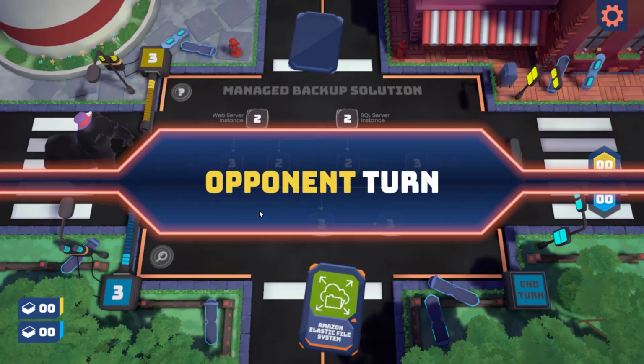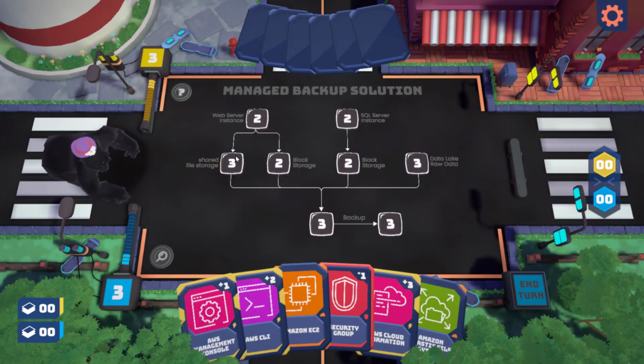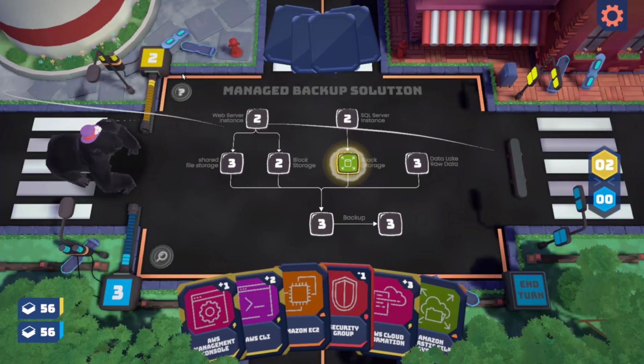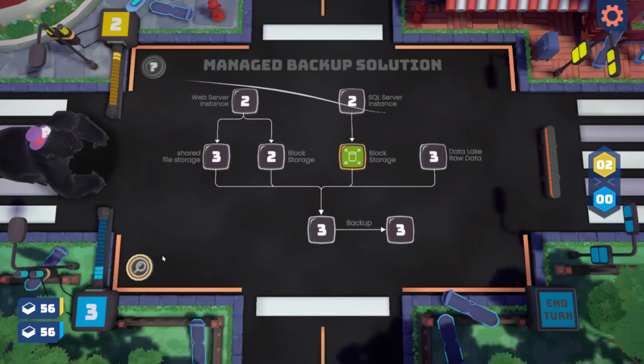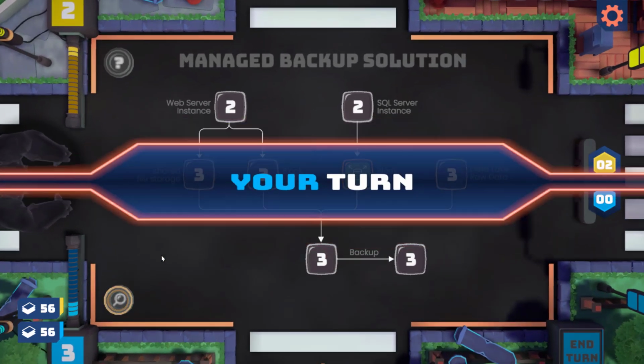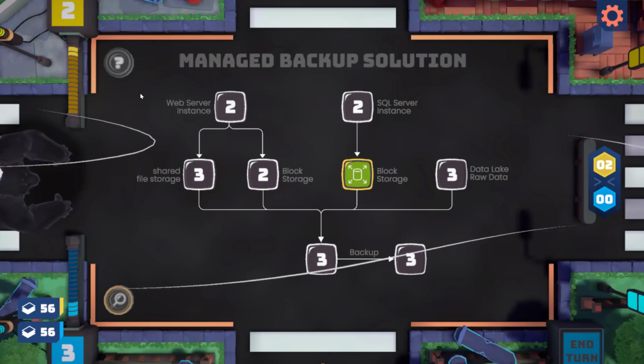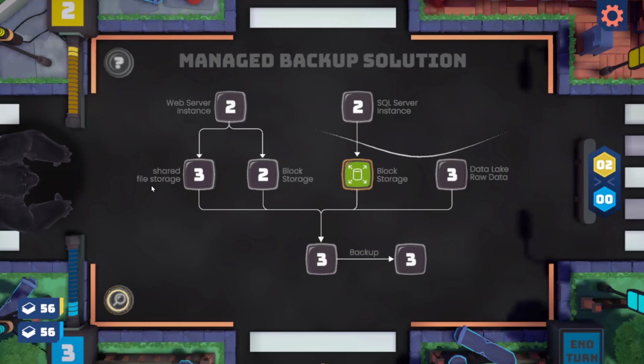Okay, here we are. The opponent's turn. I don't know why it's always the opponent who is playing first. Okay, our turn. Let's look at the architecture. Every time I actually start with left, so let's look at the left.